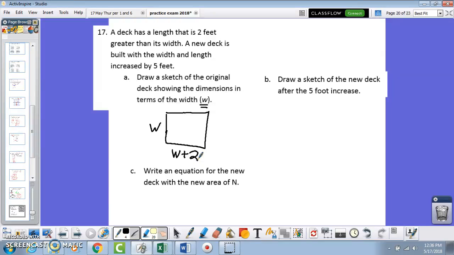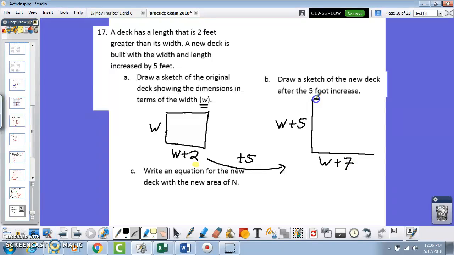Now they say sketch the new deck after a 5-foot increase. So this isn't W anymore. This W now has increased by 5. Okay? And this down here, it was W plus 2, and then I'm going to add 5 more to that. So W plus the 2 plus 5 more gets me to 7.